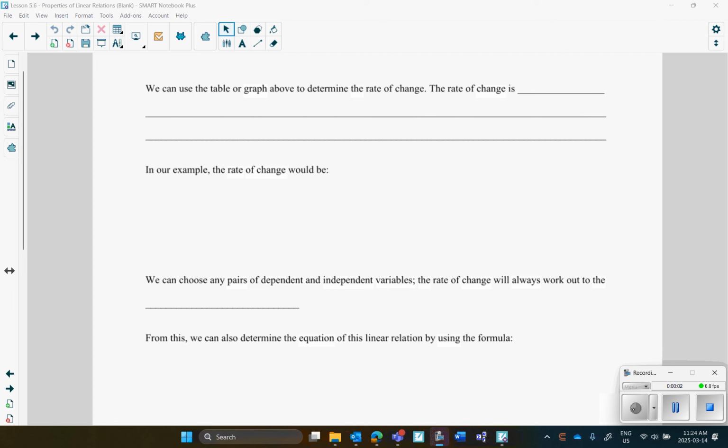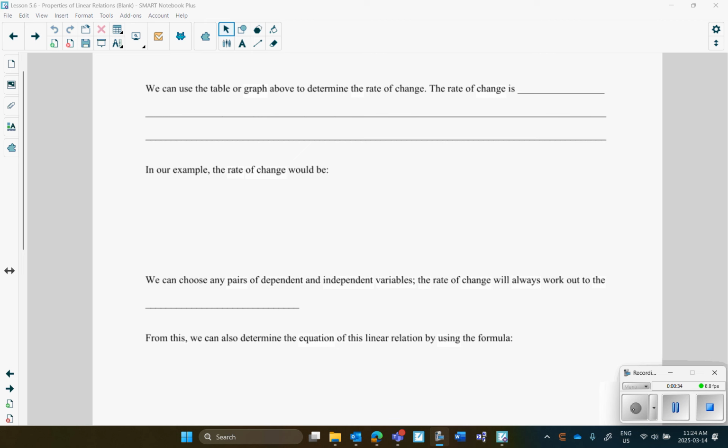So what's a linear relation again? Right, it's a relation that forms a line. Yep, that's it. Now, if you remember, when we were looking at lines in Unit 3, we did certain things with them. One of the things we did was find the slope of a line.